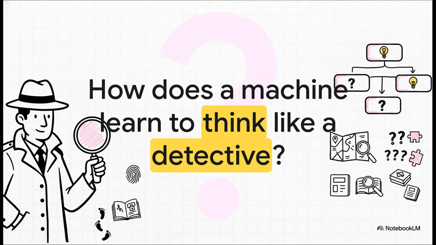Okay, so let's frame this with a little analogy. Picture a detective trying to solve a puzzle. They don't just magically know the answer, right? No, they look at all the clues and they ask a series of questions. Each answer they get guides them, getting them one step closer to the truth. That is exactly what a decision tree does with data. It learns to ask the right questions to solve the puzzle.